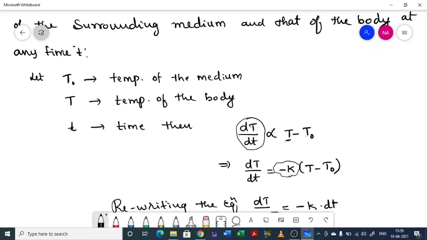So this constant you can take negative or positive, that is not a matter, but here we have taken the negative sign just to denote that as time increases the temperature is going to decrease. To denote the decrease in temperature we have taken the negative sign, that is just indicating how temperature is varying.